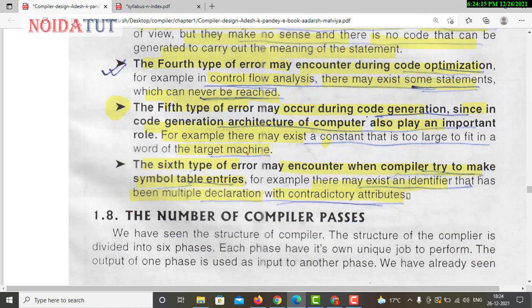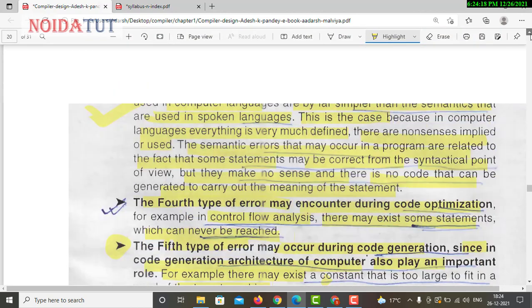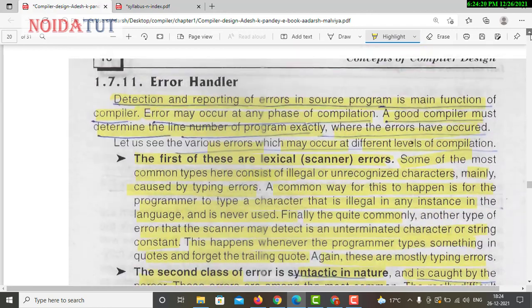Fine, Rishabh, do you have any questions? Yes, sir. Still here? We have seen, right now, the error handler.